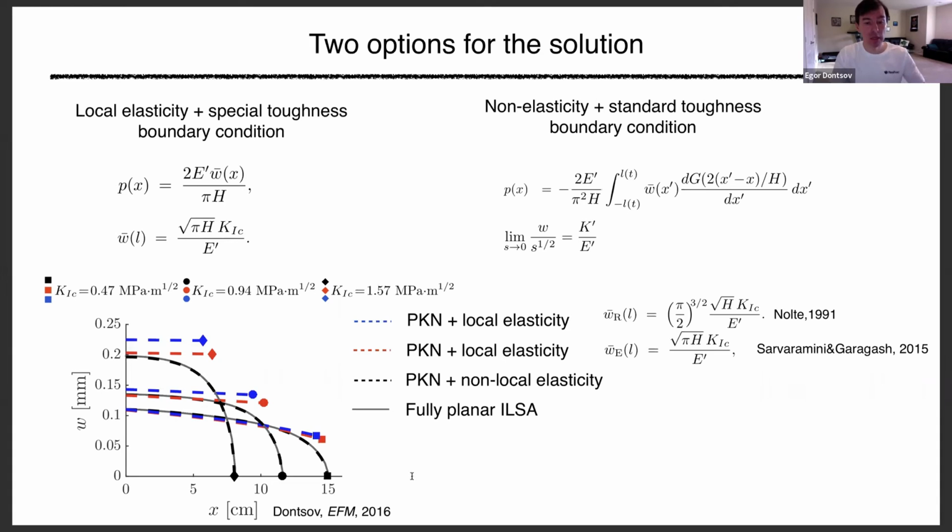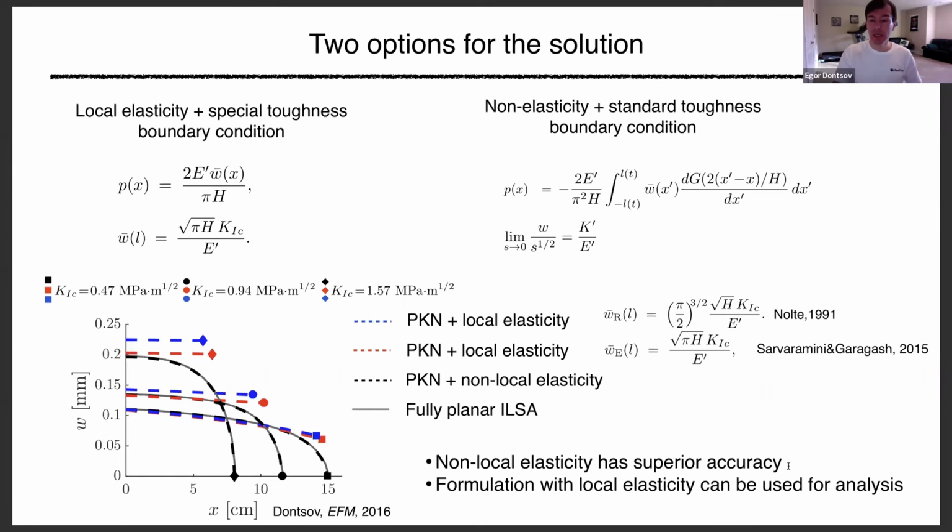But anyway, back in my University of Houston days in 2016, I compared this PKN fracture with local elasticity and the special boundary conditions against the full solution, and they are not bad. Here we see the full comparison. Again, we have this near tip behavior for the widths. For the local elasticity solution, you have a discontinuity at the tip, you don't capture the tip, but the overall widths and lengths are okay. Even actually for both models, but the full one is a little bit more accurate. So my point here is that if you want to solve something numerically, then go with non-local elasticity.